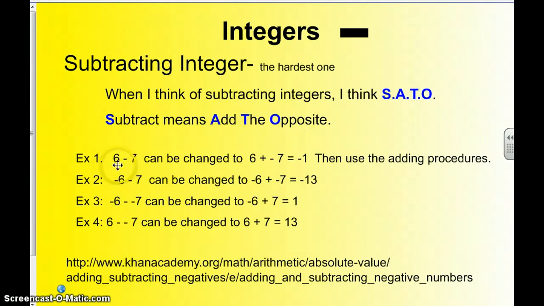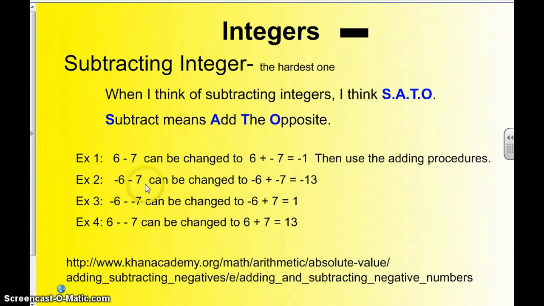So if I start with example 1 and I have 6 minus 7, I'm going to look at that minus and I'm going to say I'm going to change this to an adding problem. Well, the 7 doesn't have a negative sign, so it's a positive 7. I'm going to add the opposite, so I'm adding a negative 7. And now I look at these two numbers and I say, well, 6 and negative 7 have opposite signs, so I subtract and get 1. Negative 7 is further from 0, so my answer is negative 1. Kept all the same numbers, but you can see that there's kind of a pattern here.